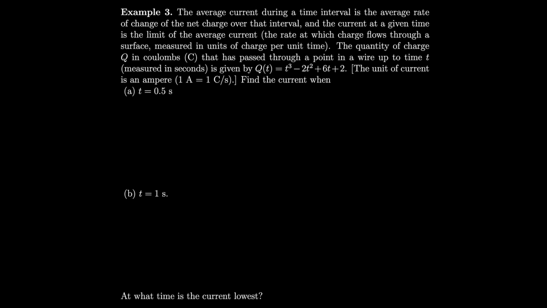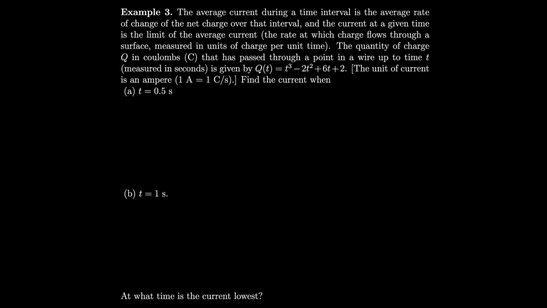The average current during a time interval is the average rate of change of the net charge over that interval, and the current at a given time is the limit of the average current, which is the rate at which charge flows through a surface, measured in units of charge per unit time. The quantity of charge Q in coulombs, C, that is passed through a point in a wire up to time t, measured in seconds, is given by this polynomial Q of t. The unit of current is an ampere, where 1 ampere is 1 coulomb per second.